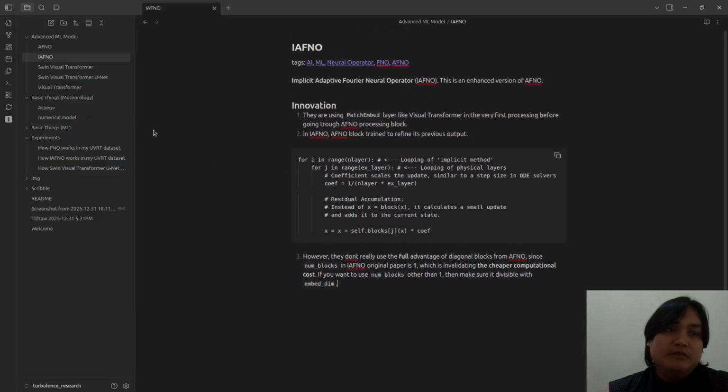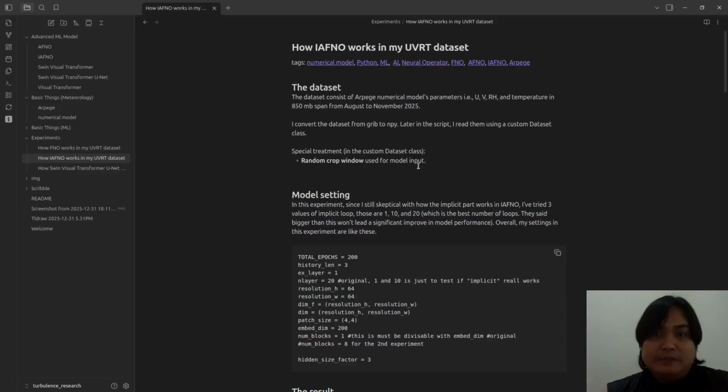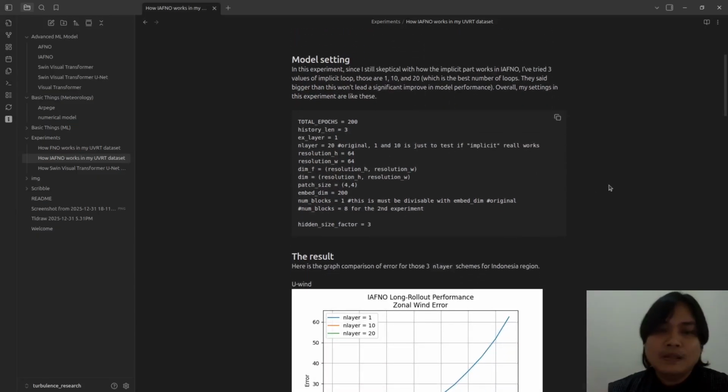So there are two things that I want to test in my experiment. First is whether the implicit method that they claim in the IAFNO paper really works. So to test that, I vary the n layer, the number of implicit loops. In the script, the variable is n layer.